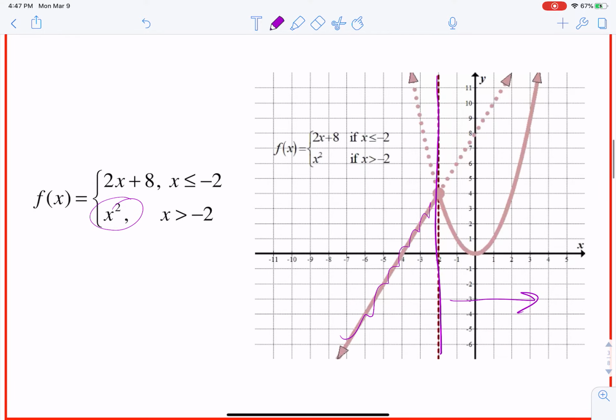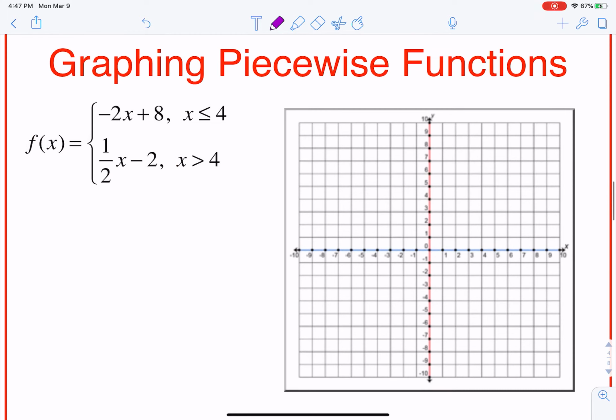So let's do a nice example. Let's graph this piecewise function. The first thing I want to do is take a look at my domain here, and I'm talking about x values that are smaller than or equal to 4 and x values that are larger than 4. So here, this is my breaking point. Let's make that a little bit straighter.